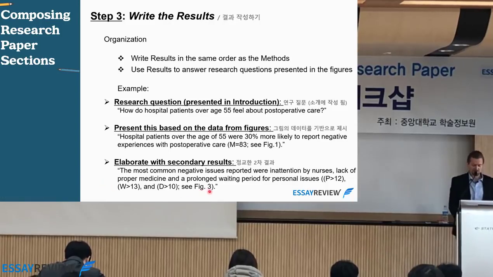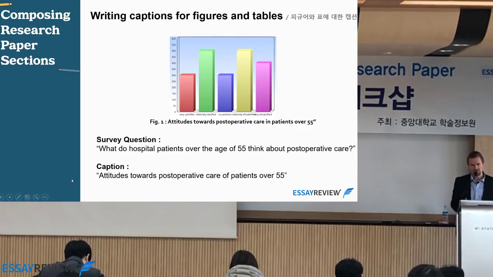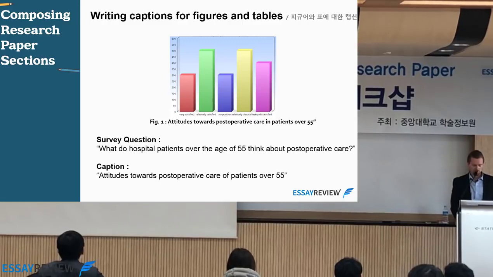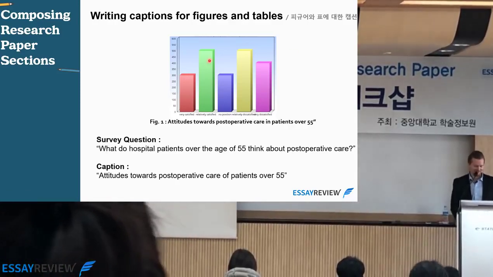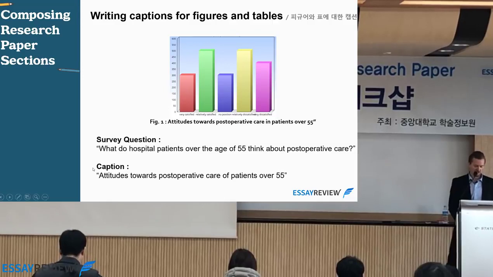So let's talk about writing captions very quickly. Captions are not sentences. They're almost always phrases, starting with a noun, your main keyword, and then what your figure or table is measuring. So if the survey question is, let's say you ask some participants, what do hospital patients over the age of 55 think about post-operative care? And this is the data you come up with. It probably doesn't really look like it makes sense, but for the sake of the picture. Attitudes towards post-operative care of patients over 55. That's how you can write your caption.